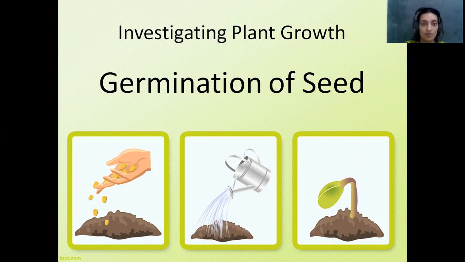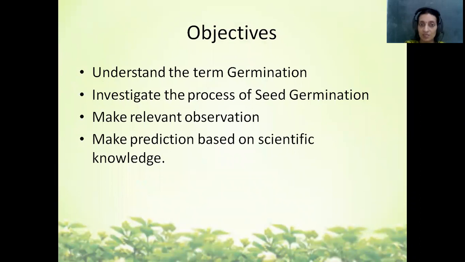Today, we are going to investigate plant growth, in which we will learn about the germination of a seed. We are going to investigate the stages in the germination of a plant seed. The main objectives of this lesson are to understand the term germination, investigate the process of seed germination, and make relevant observations after looking at a few of the things which we are going to do in this process, and we will do some prediction based on scientific knowledge.